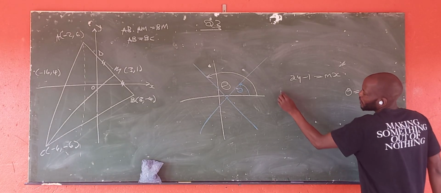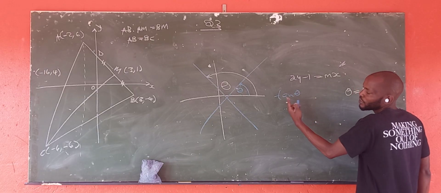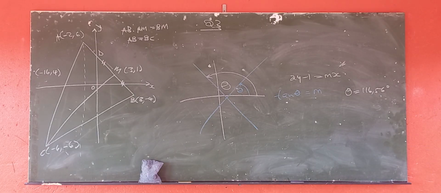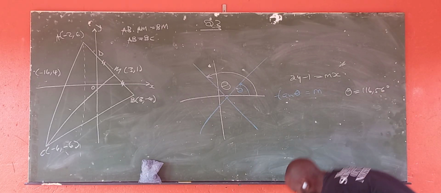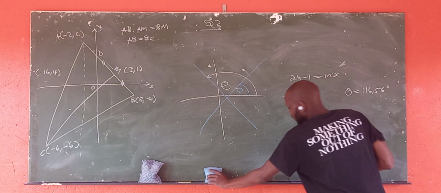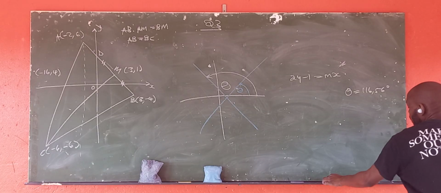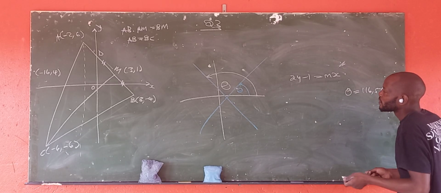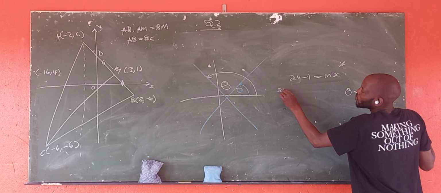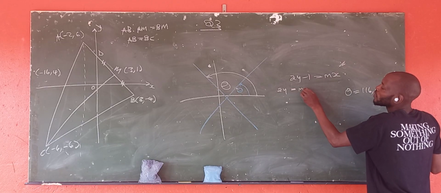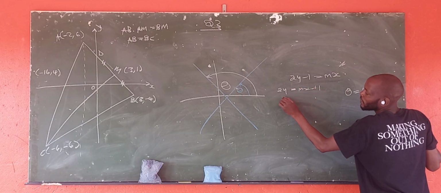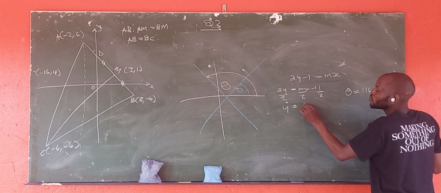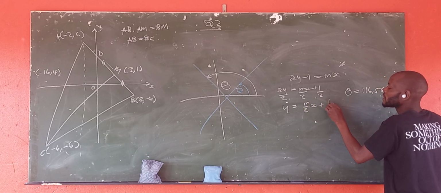And the tan of theta, which is the angle of inclination, is equal to the gradient of the line, right? The tan of theta is equal to the gradient of the line. But we know the equation of the straight line must be in the form y equals something, right? So from the standard form, 2y equals mx plus 1, therefore, dividing each and every term by 2, y equals m over 2 x plus a half, right?